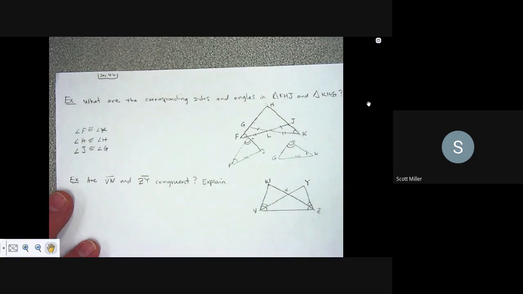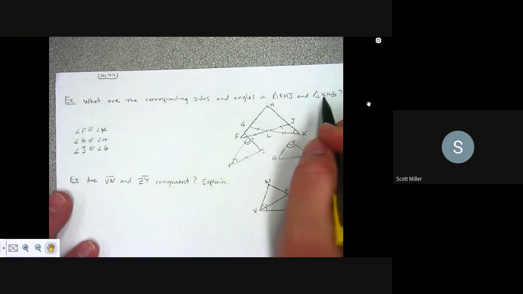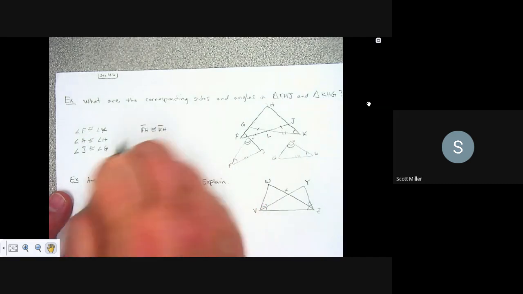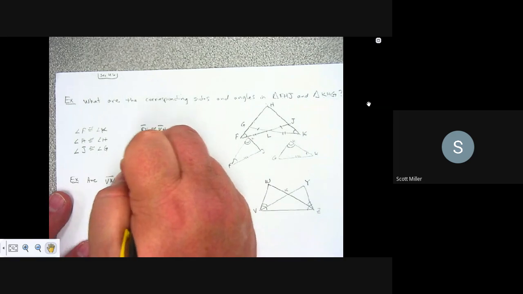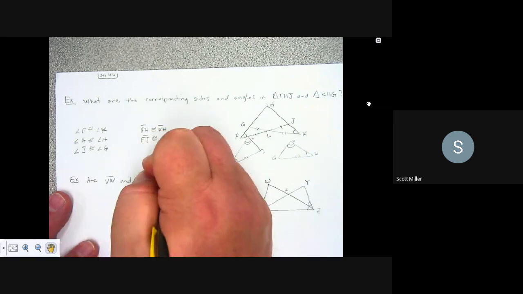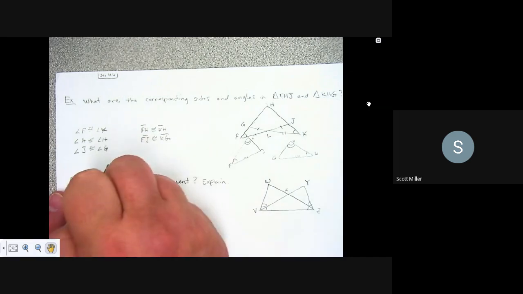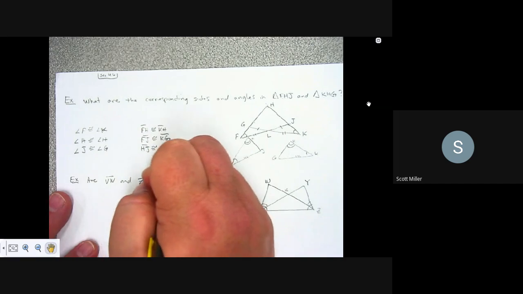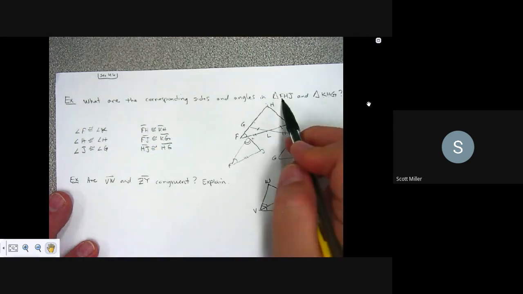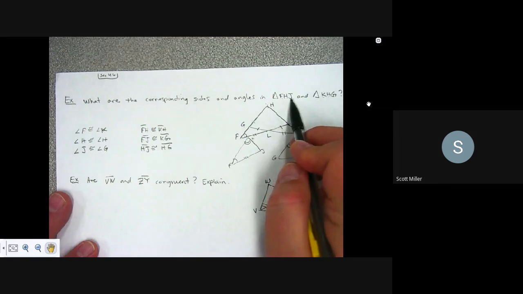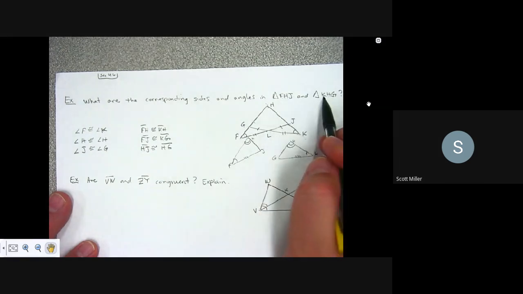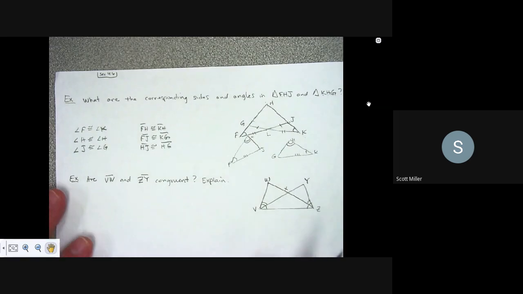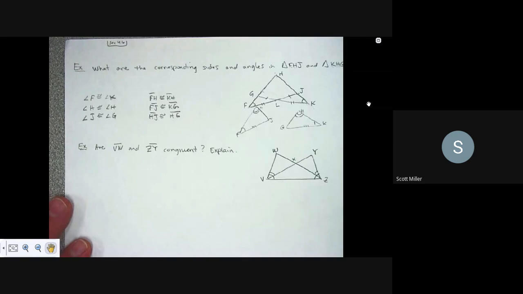Those are the corresponding angles and the corresponding sides, FH, KH. FJ will be congruent to KG. And then HJ will be congruent to HG. So I'm just following FH, KH, HJ, HG, FJ, KG. So that's how I kind of figured those out. Okay? Next example.